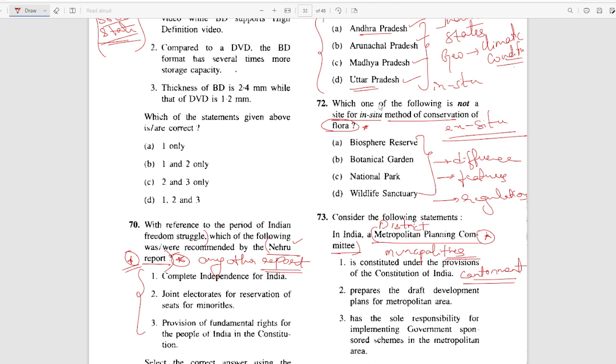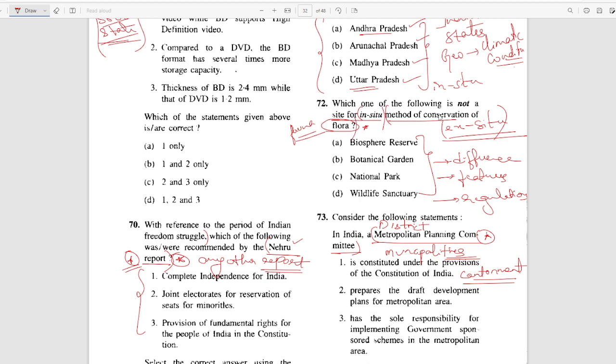72nd question. Which one of the following is not a site for in situ method of conservation of flora? There is something called fauna also. Flora is plants, fauna is animals. So which one of the following is not a site for in situ method of conservation? So you have to learn about what is in situ and what is ex situ, and what are the methods of conservation that are there for both flora and fauna.